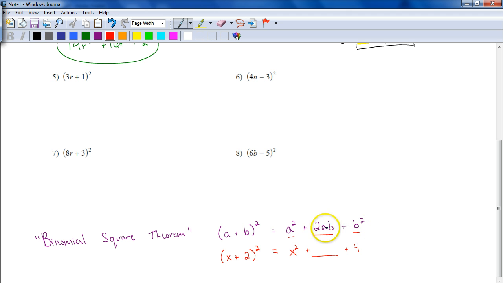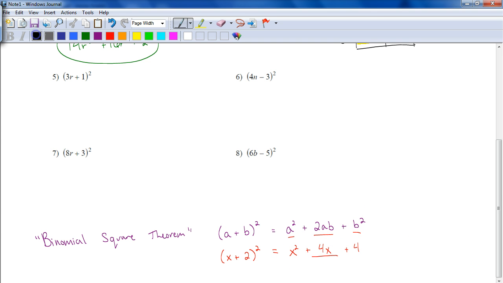That middle term, a shortcut way to get it, is to take 2 times the product of a and b. In other words, multiply these 2 terms together. Well, x times 2 is 2x, and then double it. 2x times 2 is 4x. So I would get x squared plus 4x plus 4.